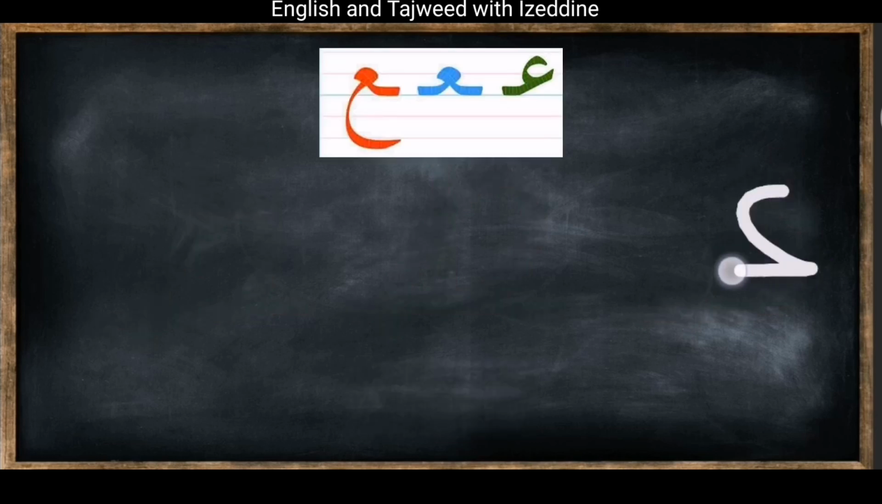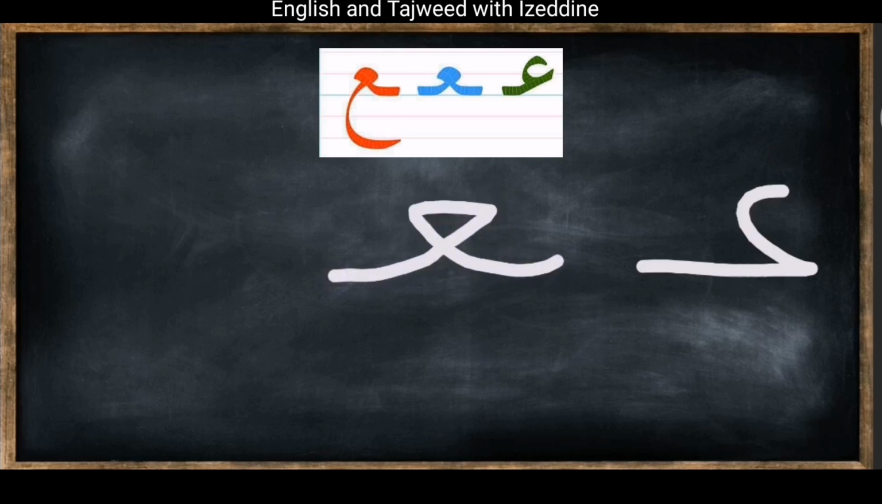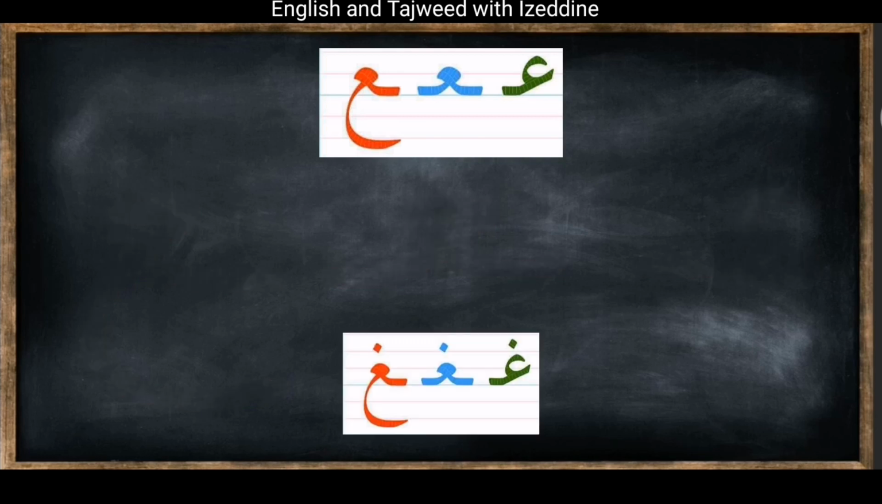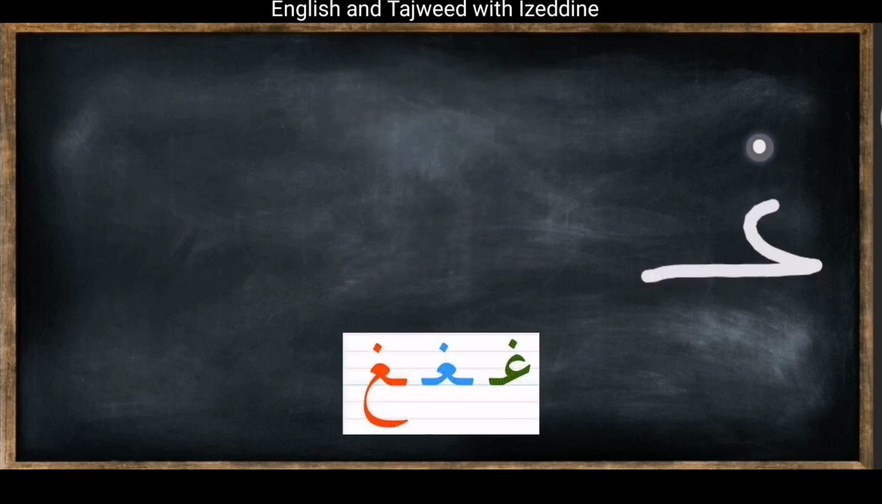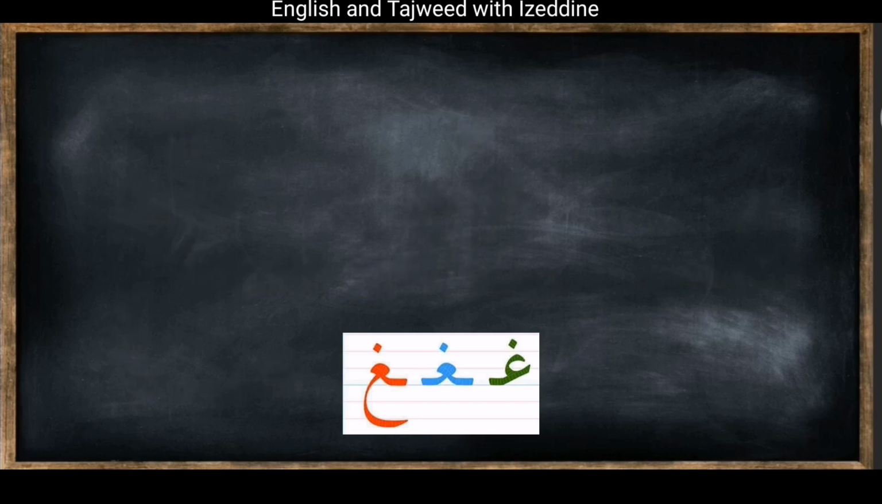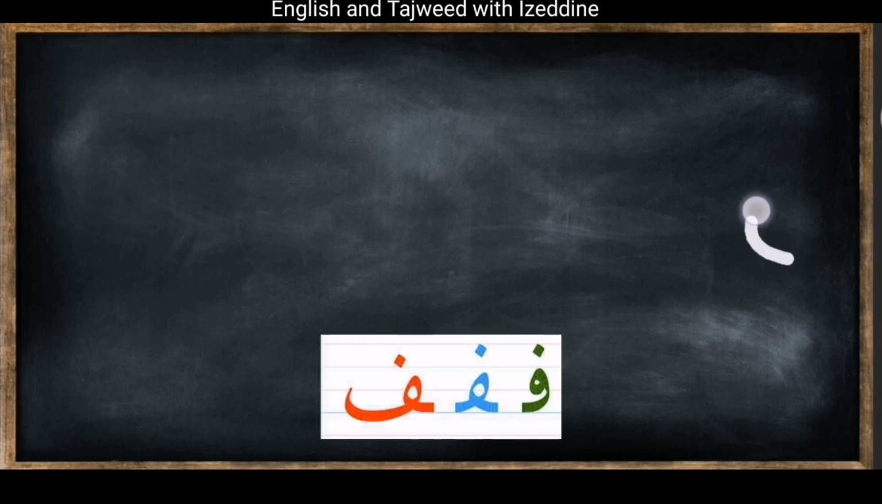Ain, at the beginning, at the middle, and at the end it has a tail. Ghain, at the beginning, at the middle, and at the end. So ghain is the same thing like ain.